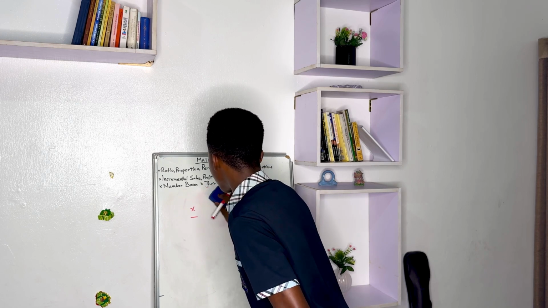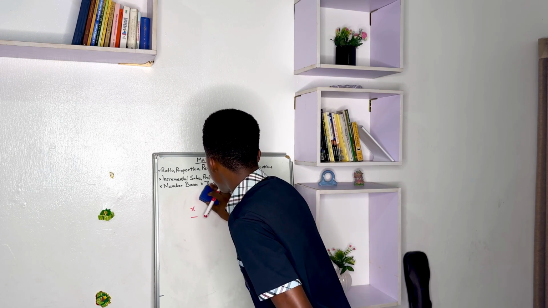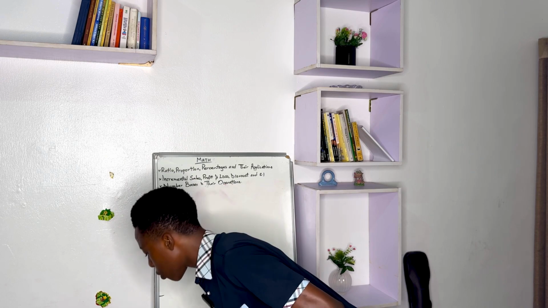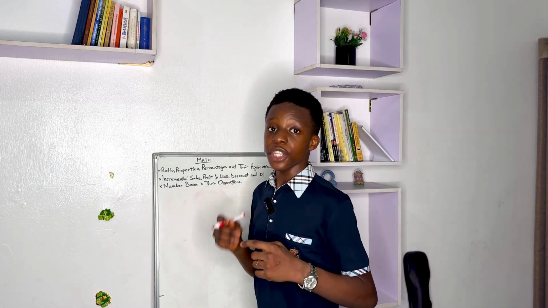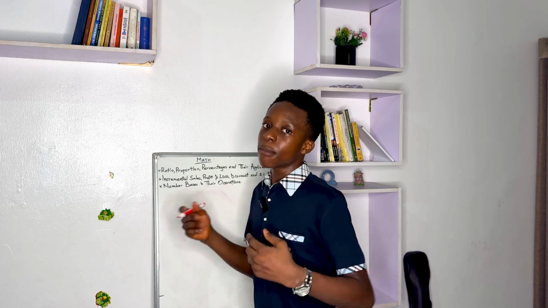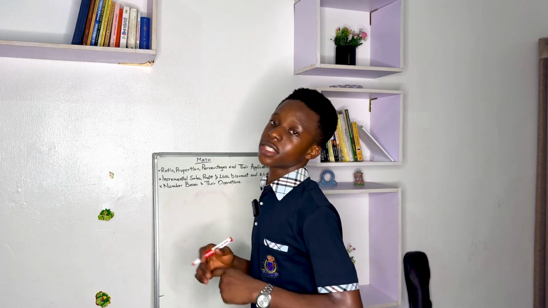And when it comes to dividing bases, the method is actually a bit different. When you want to divide a base, whether it's the same bases or different bases, you first convert them to base 10 before you divide. So I'll just give you one example.